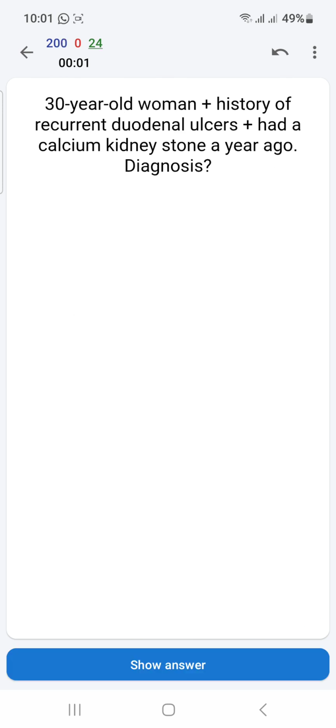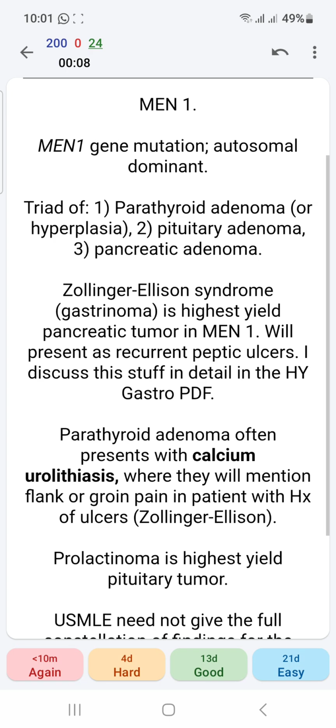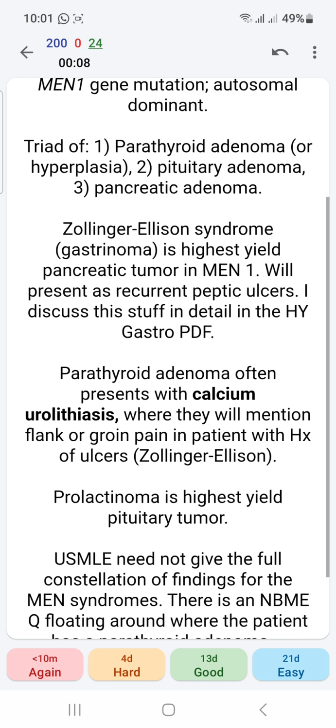Easy. 30-year-old woman plus history of recurrent duodenal ulcer, had a calcium kidney stone a year ago. The diagnosis is MEN 1: parathyroid adenoma or hyperplasia, pituitary adenoma, pancreatic adenoma. Zollinger-Ellison syndrome, gastrinoma is the highest yield pancreatic tumor in MEN 1, will present as recurrent peptic ulcers.